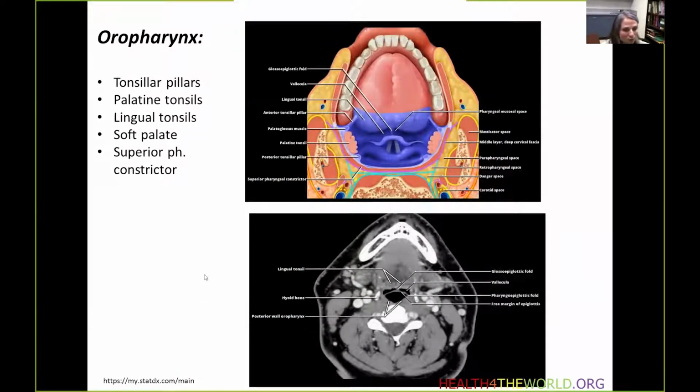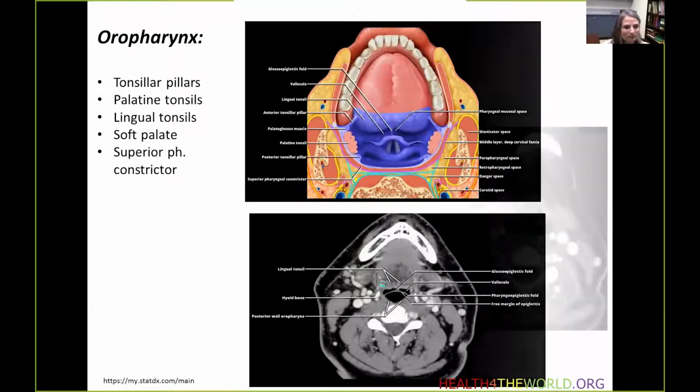Moving down to the oropharynx, we can see that the oropharynx actually contains multiple structures. So what are they? Tonsillar pillars, both anterior and posterior, the palatine and lingual tonsils, the soft palate, and the superior pharyngeal constrictor. Here you can appreciate part of the lingual tonsils and a very inferior aspect of the palatine tonsils. We are at the level of the hyoid bone.